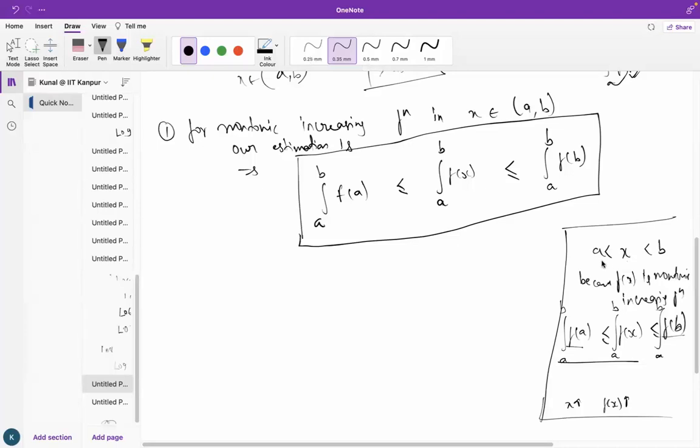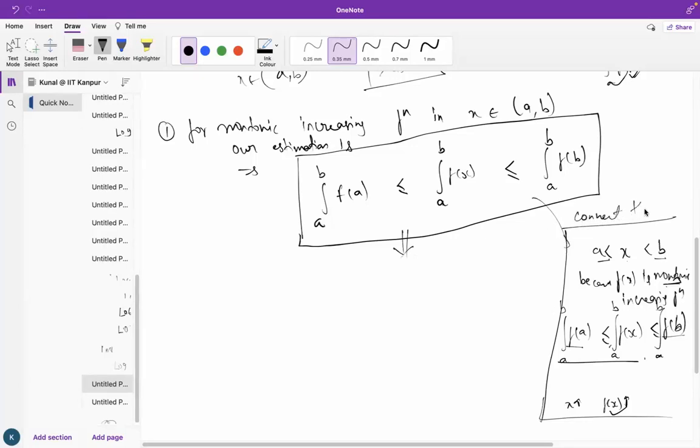As x belongs to A to B, f of x is monotonic increasing. So as x increases, f of x increases, so we can write it in this form. The equality comes from the word monotonic, because it's not strictly increasing. Sometimes dy by dx is also equal to 0. So the equality comes here due to the word monotonic.